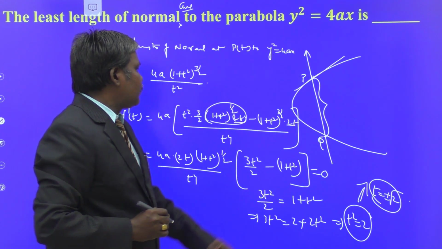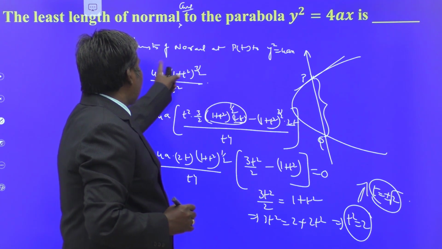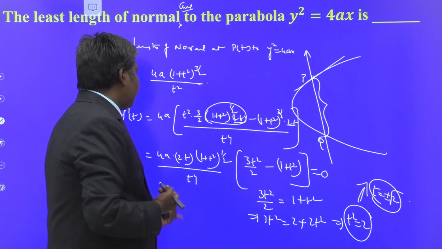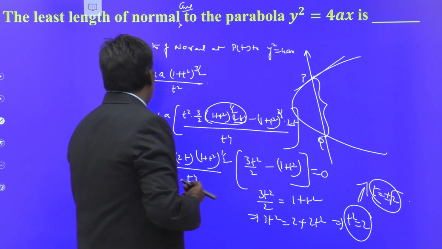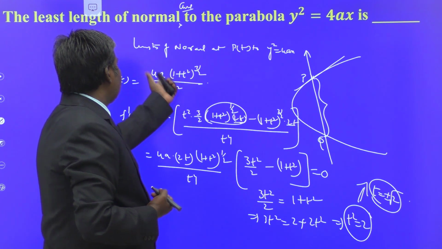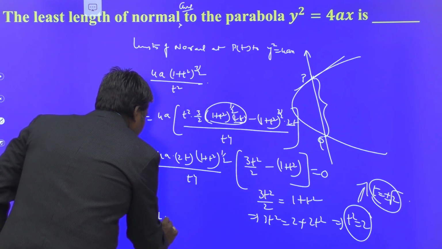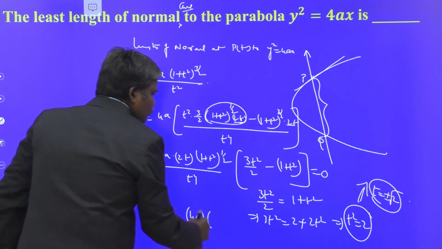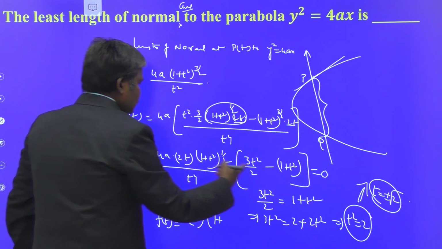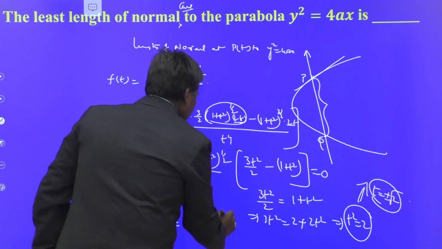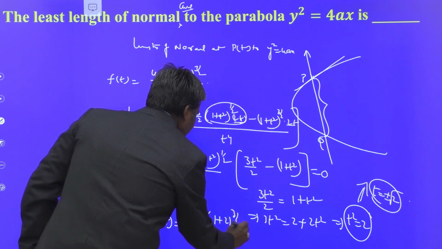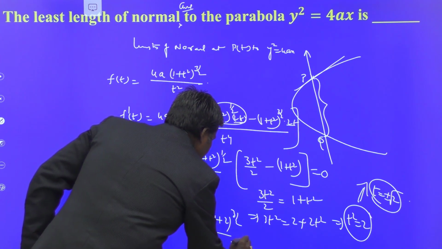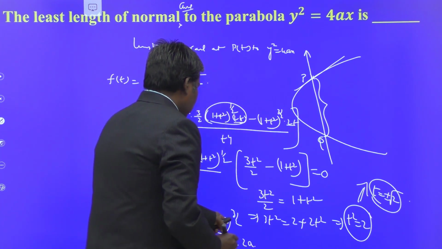The value of t is what? Plus or minus root 2. So, substitute the value of t square equal to 2 here itself, we get the least length of the chord. For the double derivative being positive, we get the least value for f of t. So, the least length of the chord f of t is equal to 4a into 1 plus t square, that is 1 plus t square is 2, 1 plus t square whole to the power of 3 by 2 by t square, t square is 2. So, it cancels out 2 times, that is 2a into, this is 3 root 3.